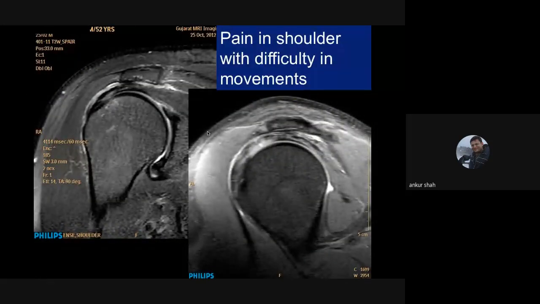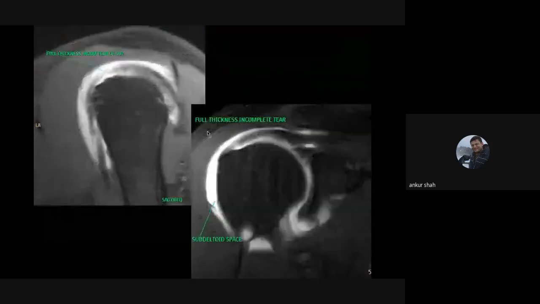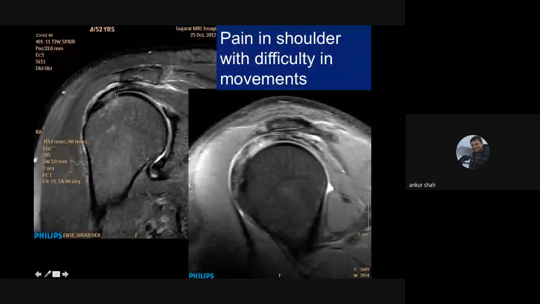Sometimes when the patient has pain with difficulty in movements, when we did routine MR, we could see there is a partial thickness articular surface tear, but there was some fluid in the subacromial bursa also. Normally, this should be the watertight compartment. So if we inject fluid inside the joint, the contrast which is injected should not go in the subacromial subdeltoid bursa, because this intact rotator cuff prevents the seepage of contrast from here to here.